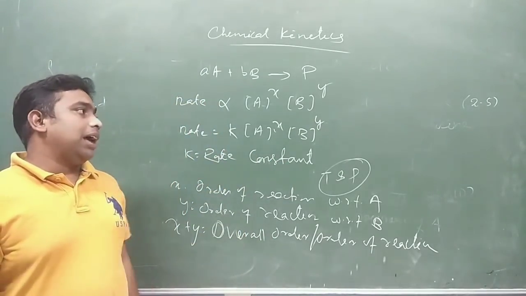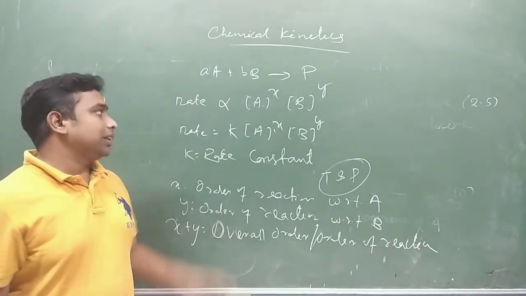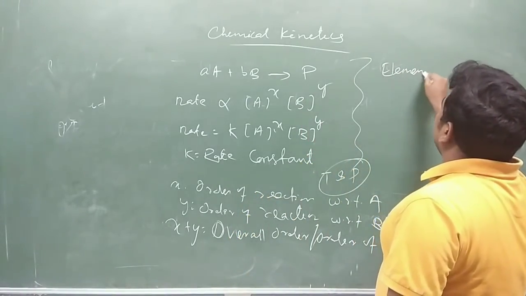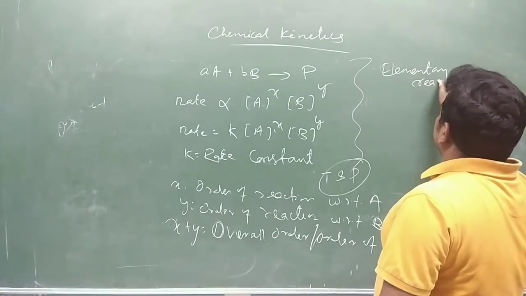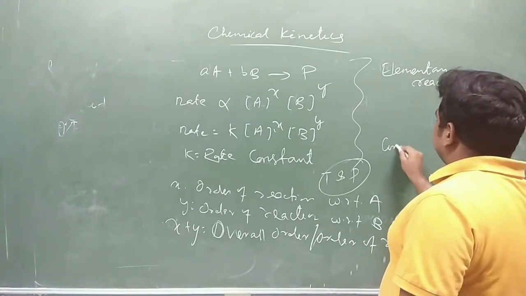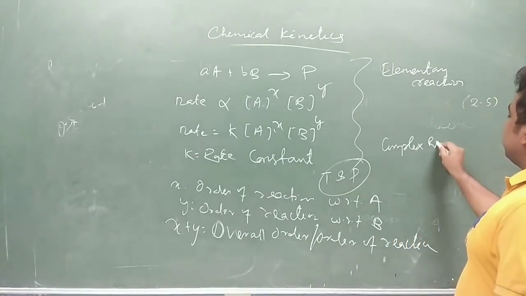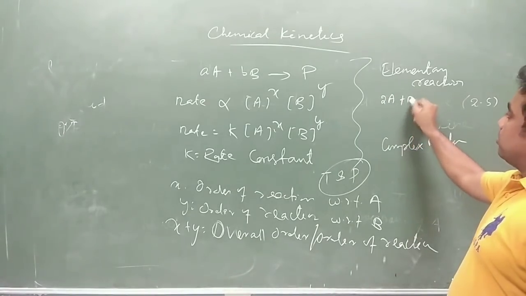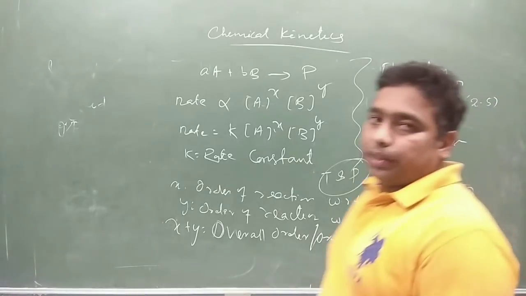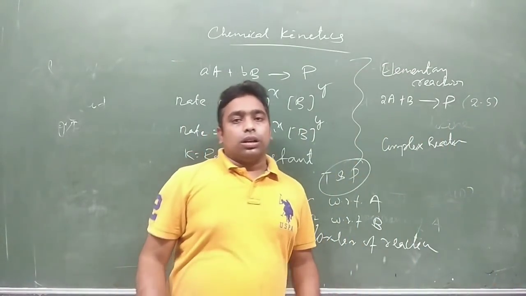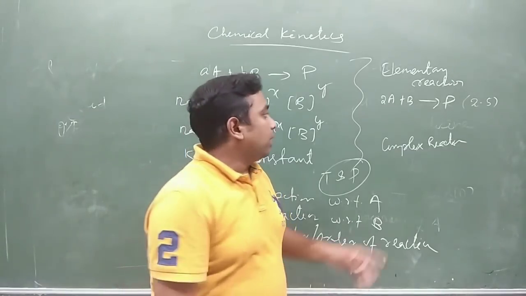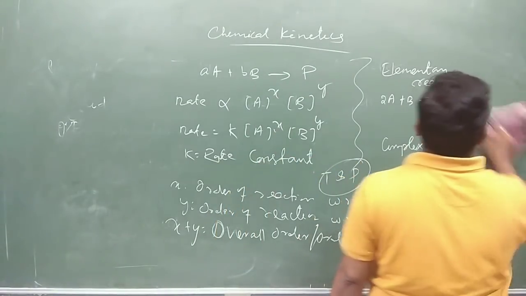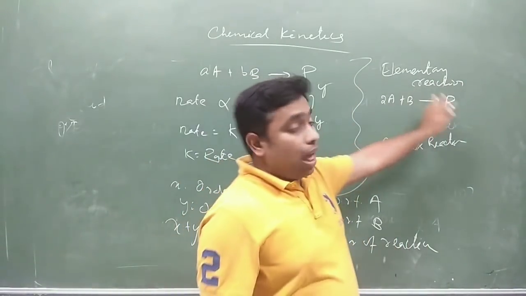And in that respect, I have also explained another thing. Suppose it is an elementary reaction. I have told you about the elementary reaction. One is the elementary reaction and another one is the complex reaction. What is the difference between them? An elementary reaction is completed in one step. So when a reaction is completed in a single step, that is called an elementary reaction.